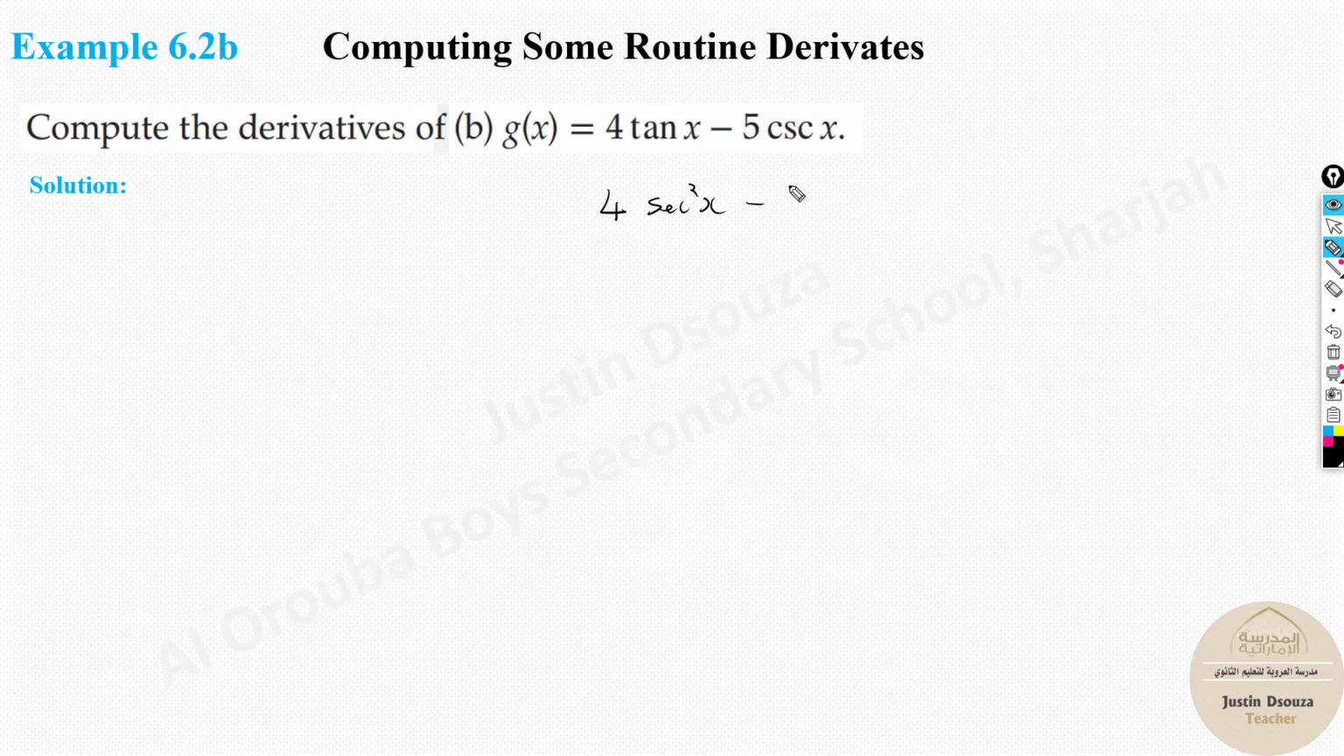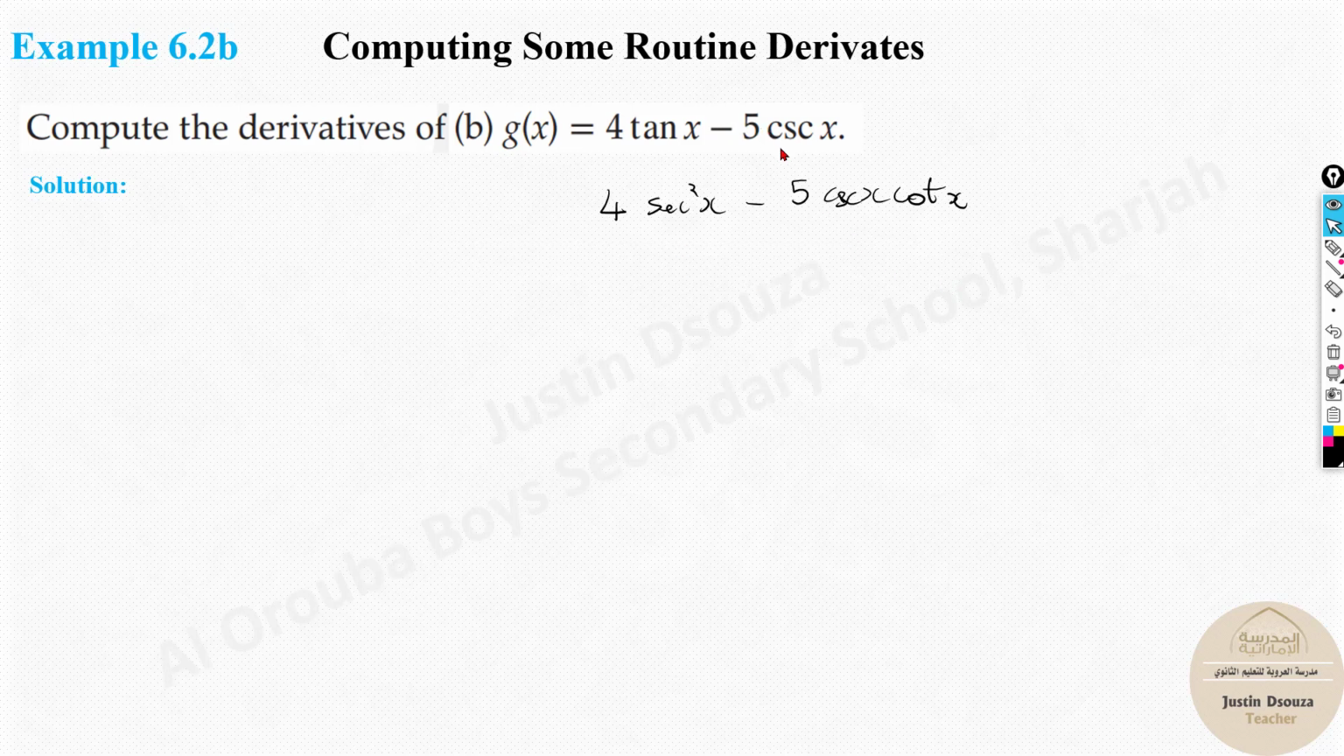Okay, that's a single function. Now there is 5 cosecant. Derivative is cosecant x into cot x. That's it. That will be the answer. It's very, very straightforward. Let's just check the answer. It's 4 secant square x. Now there's an important mistake which I did over here.